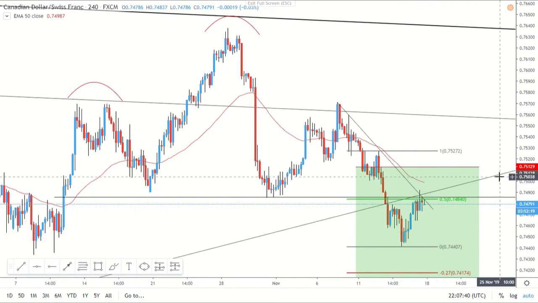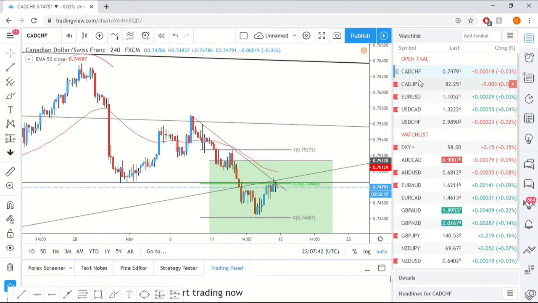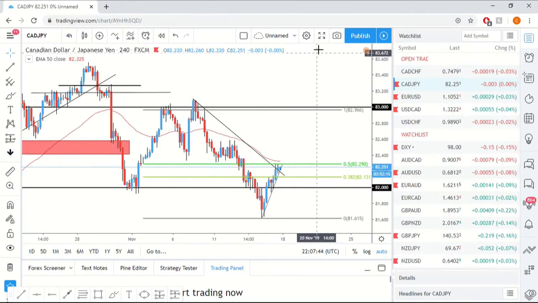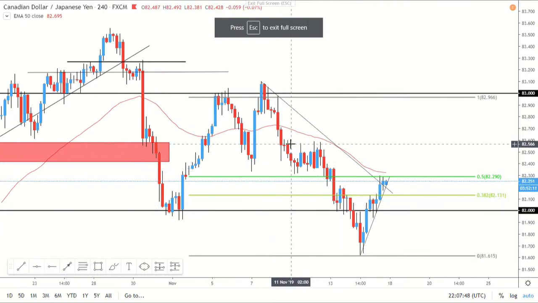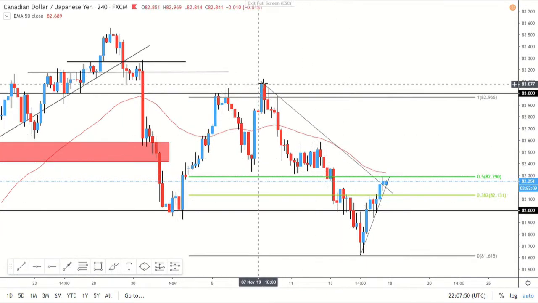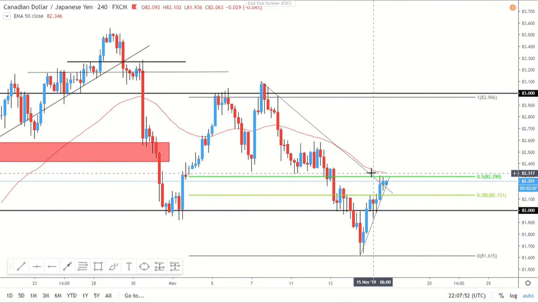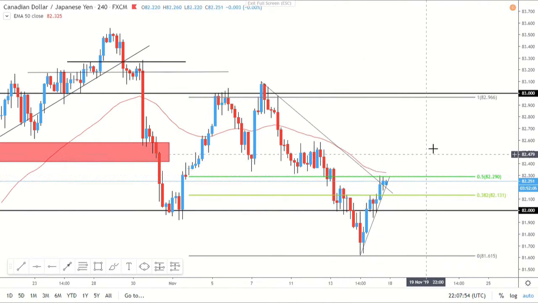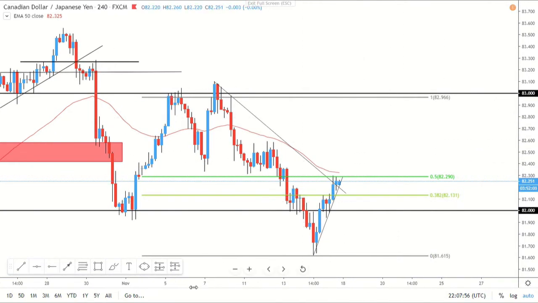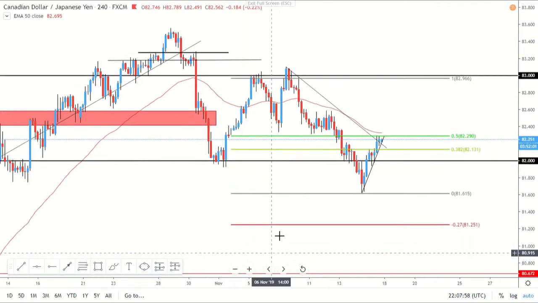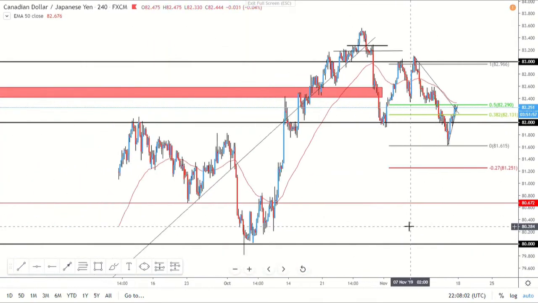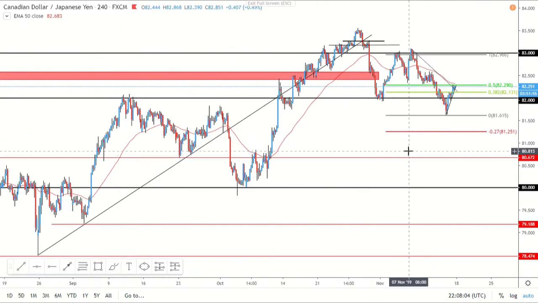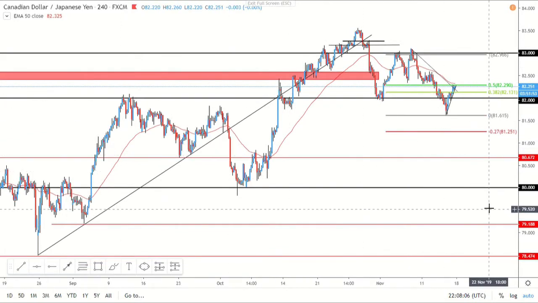Next, I'm going to take you through CAD JPY. CAD JPY is another one that I'm currently in. I closed the front for profit on my initial entry, which is up here, and then I've scaled in here, also at the 0.5 fib, the same as my other trade on CAD Swiss. With this, I'm aiming for the lows of -0.27 and then potentially lower, as we have all this price to look left at. So we have a lot of movement to go.